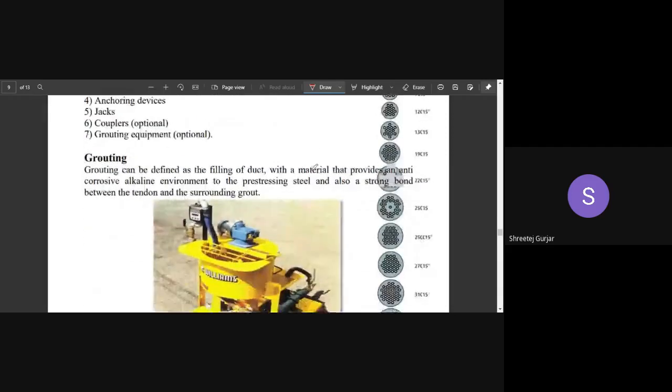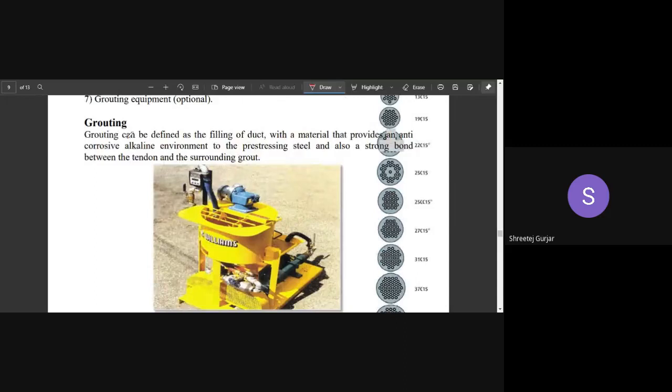Let me show you what the grouting equipment looks like. So what is grouting? Grouting can be defined as filling of your duct with a material that provides an anti-corrosive alkaline environment, so that your pre-stressing steel does not corrode. That is why we provide grout, so that your steel does not come in contact with moisture from the environment. And also it provides a strong bond between the tendons and the surrounding grout.